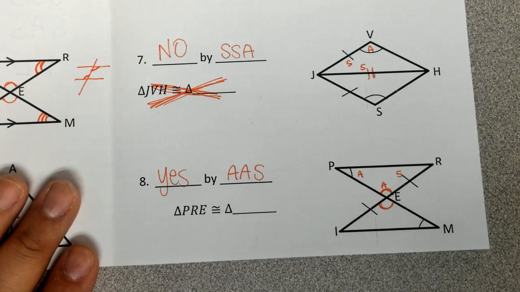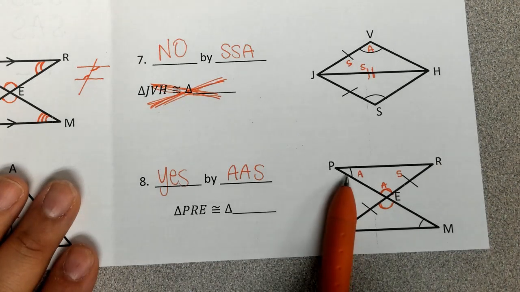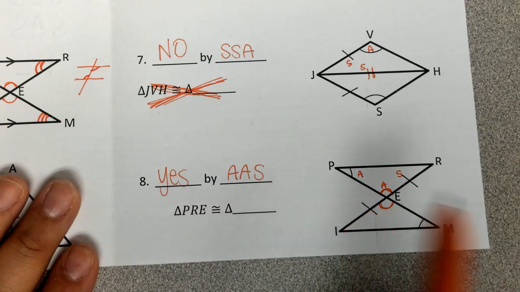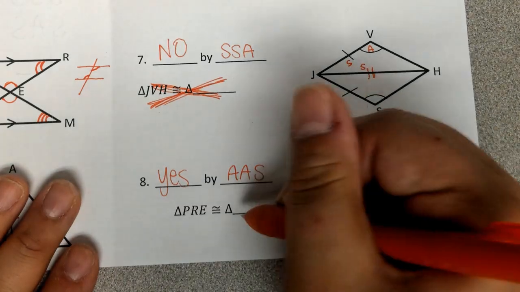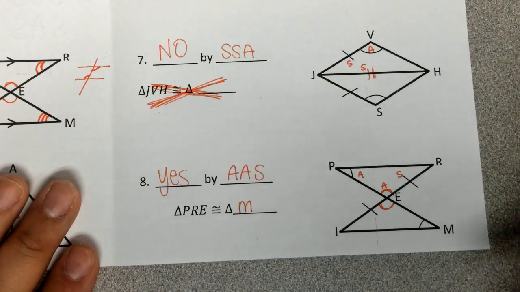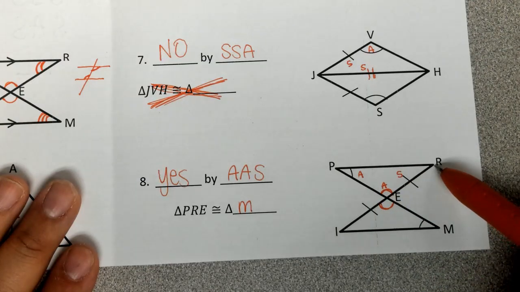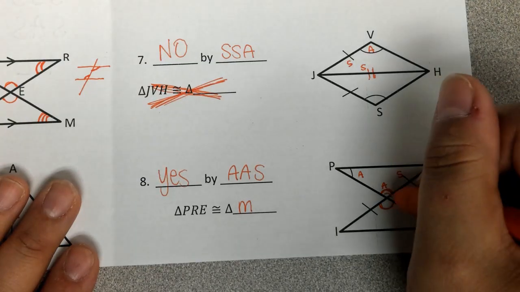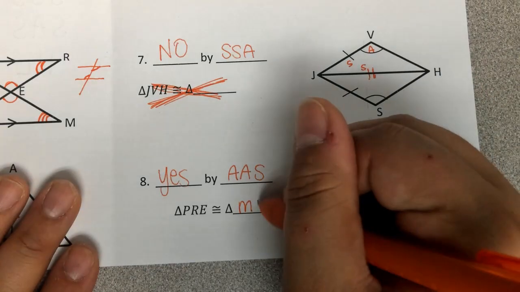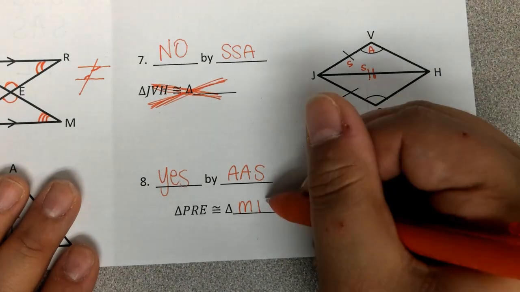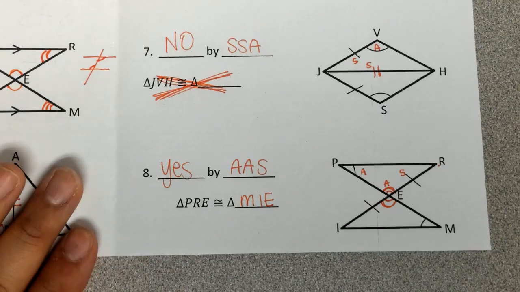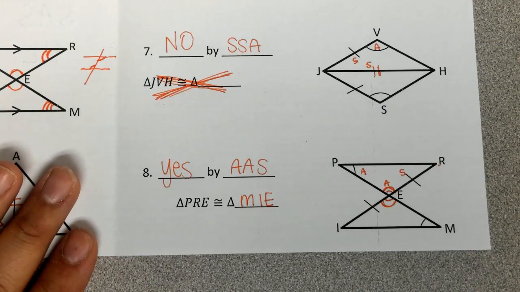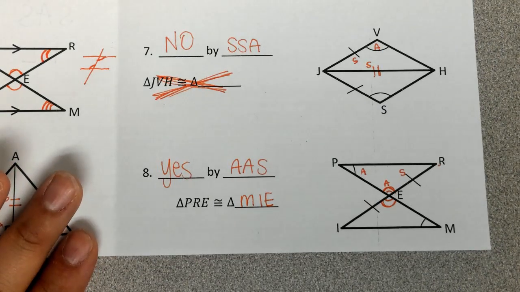Okay, be careful. Do you see how P has an arch? What has an arch on the other one? So P has to go with M because they both have arches. R goes with what? Oh, I should do 2 arcs right here. R goes with I because they don't have any arches. And then E goes with... Does that make sense? Okay. Write that down, please.